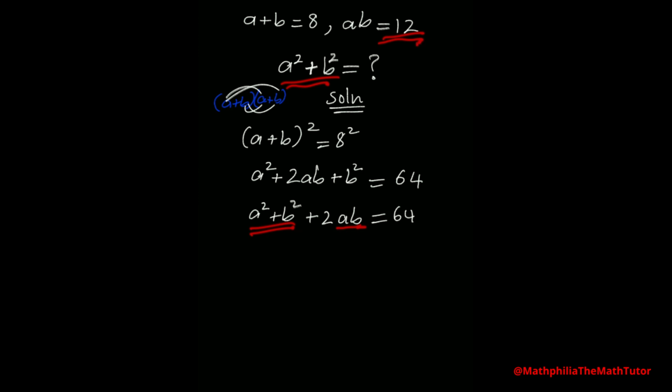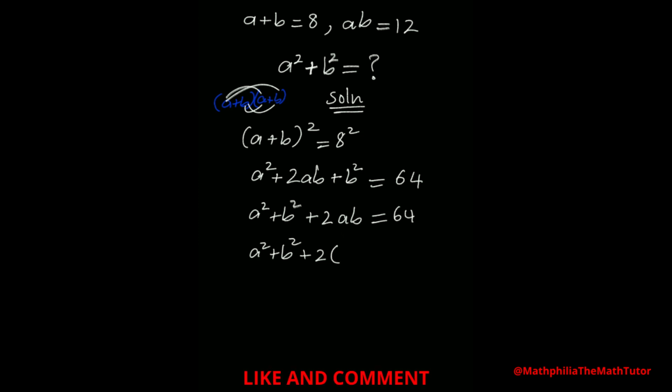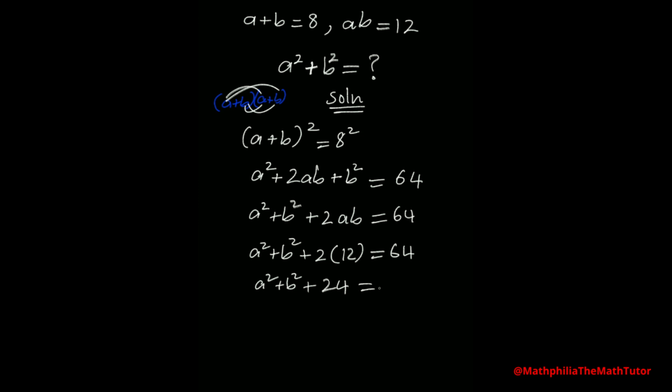Now, let's write down our a squared, then plus b squared. Then we add to that 2 multiplied by the value of ab, that is 12. So let's write 12 instead of ab. And this is equal to 64. Then from here, let's go ahead and rewrite 2 multiplied by 12 is 24. And this is equal to 64.